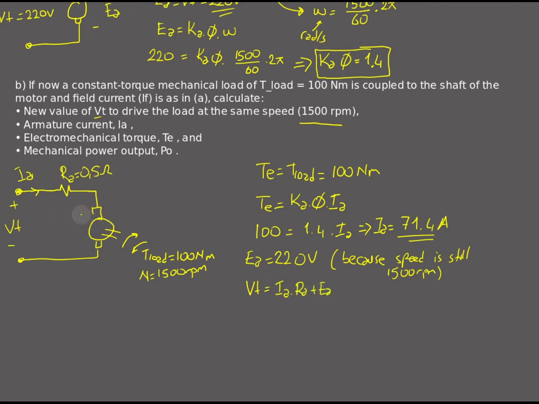So the voltage drop here, which is 71.4 times the 0.5 ohm, plus Ea is equal to the terminal voltage. This can be written as 0.5 times 71.4 plus 220, and this is equal to 255.7 volts. So that is the amount of voltage that needs to be applied in order to keep the speed constant. And T electrical, we calculated it, is 100 Newton meters.